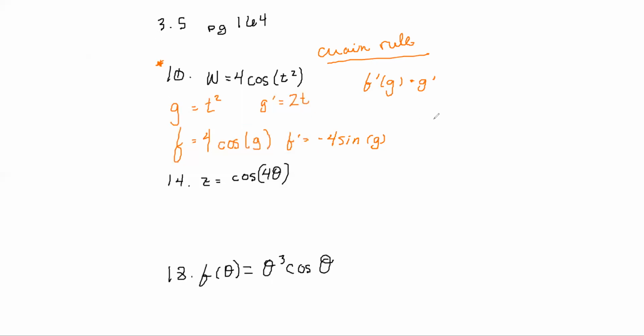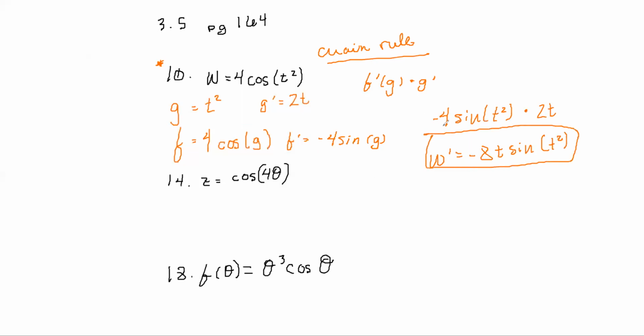Okie dokies, so here's -4 sine t squared times 2t. And that means that W prime is going to equal -8t sine t squared. And that's our answer. Ta-da. What about this one? Number 14.